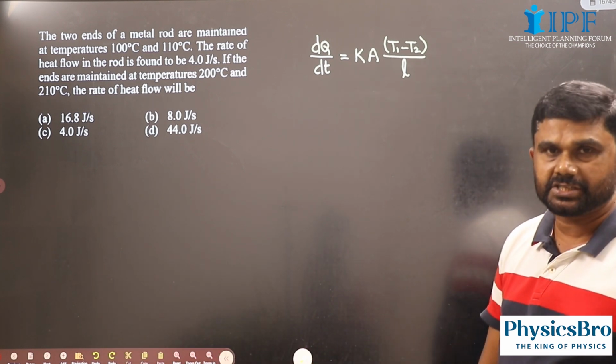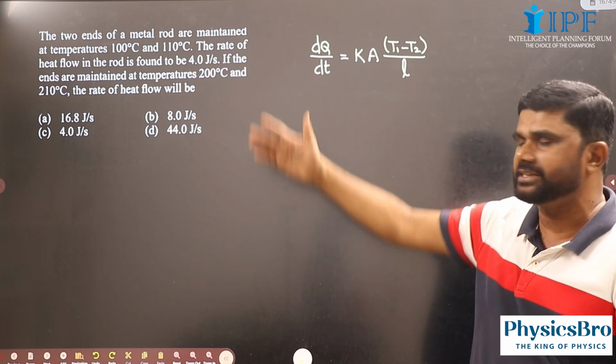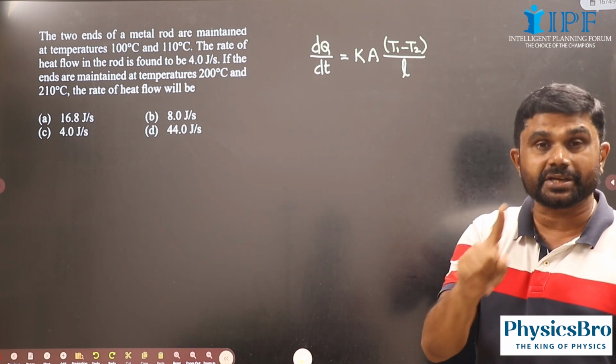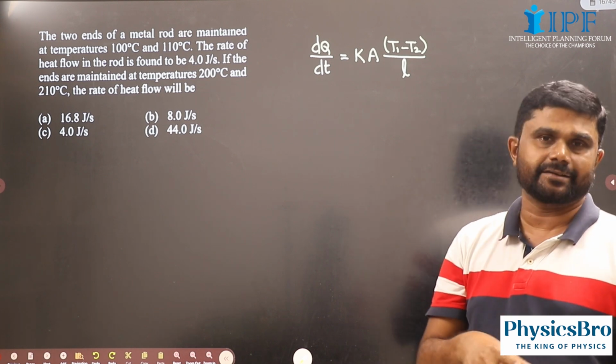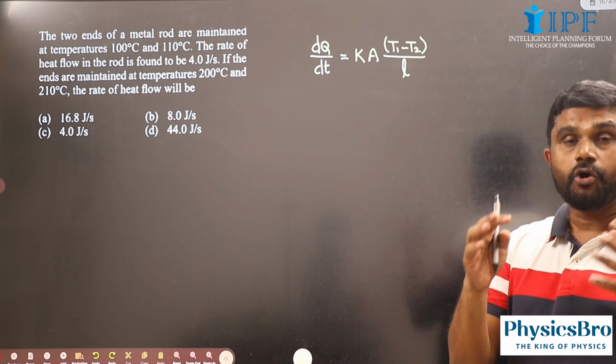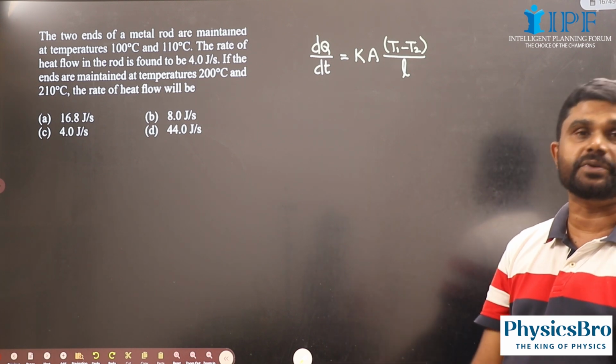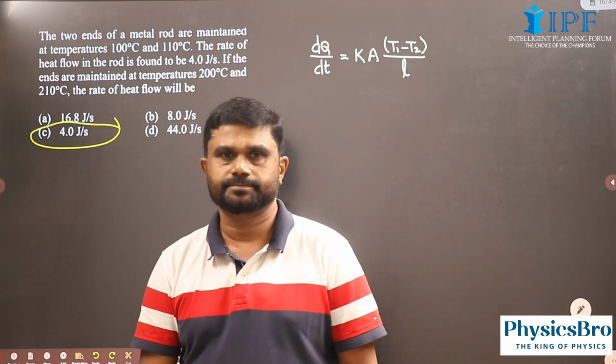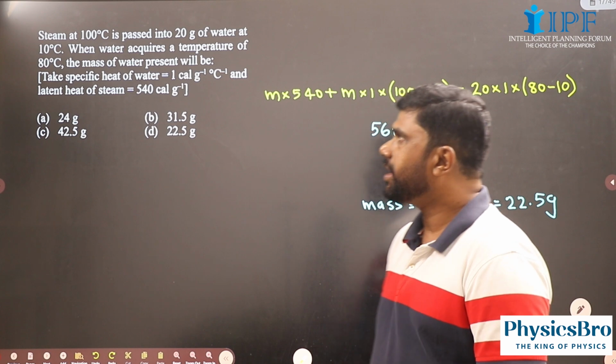And what about the temperature difference? In the first case, it is 10 degrees Celsius. And in the second case also, the difference between the temperatures at the two ends is still 10. So the rate of flow of heat will be the same as before, meaning 4 joule per second. Now let's see what we have next.